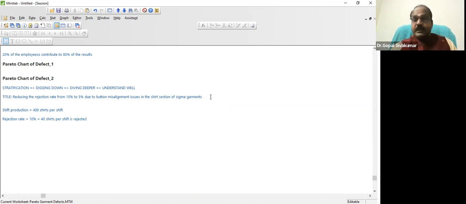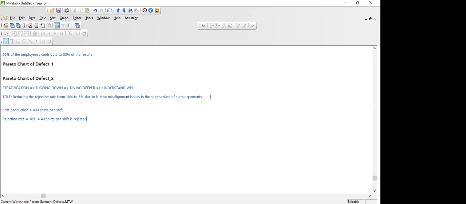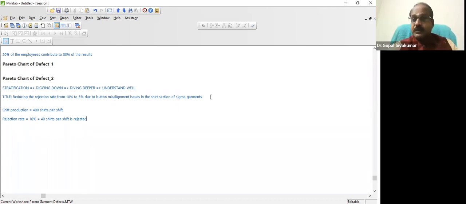Please note, the kind of shirts they produce is export quality. Even with a small defect, the item will not be exported. Am I correct? Yes. They don't export reworked pieces, so they will generally reject those pieces. Maybe they go to some secondary market, but they will not be exported. So 40 shirts per shift are rejected.